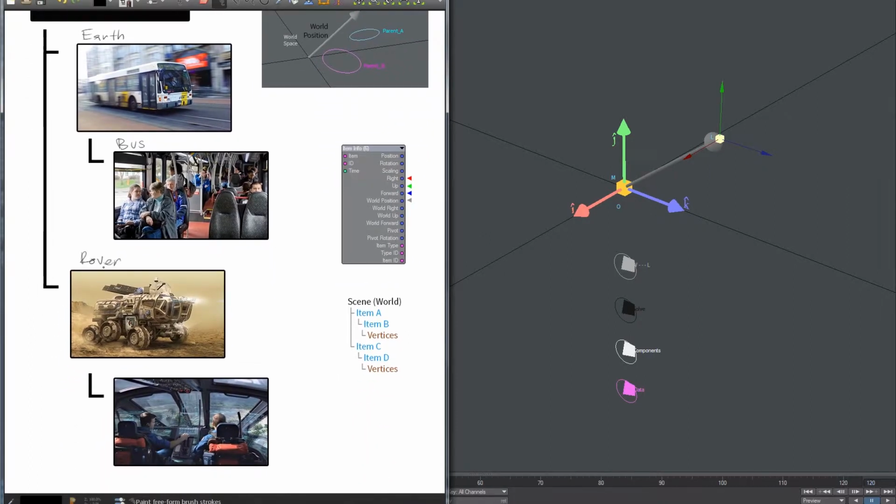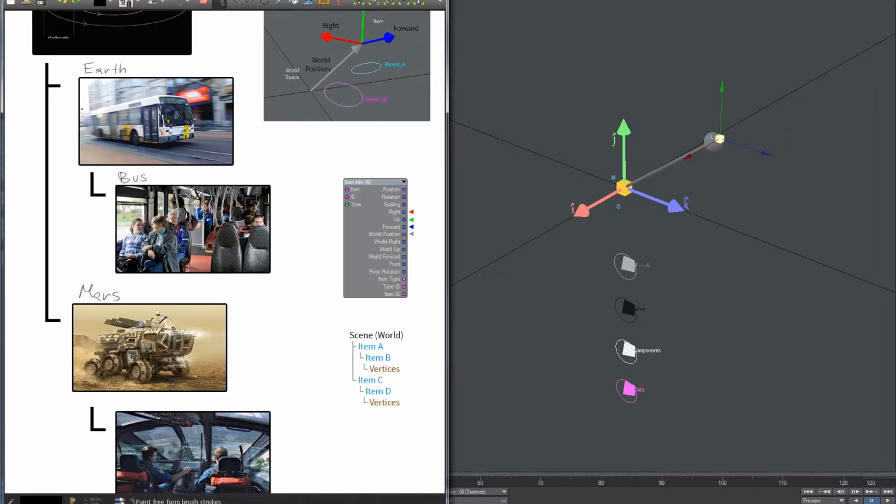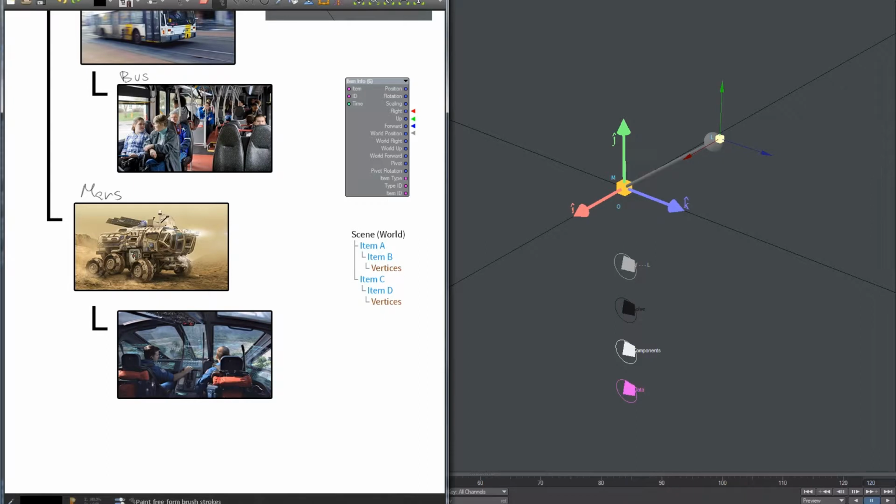A similar thing could be done with, say, a Mars vehicle or a big rover. This rover is in the context of, say, Mars, and it has to navigate in this context. So its position, rotation, and scaling are relative to Mars, the same way that the position, rotation, and scaling of the bus are relative to the Earth. Now, inside the rover or the vehicle, we have passengers, and of course they have to occupy some positions. They have to move inside of the vehicle.